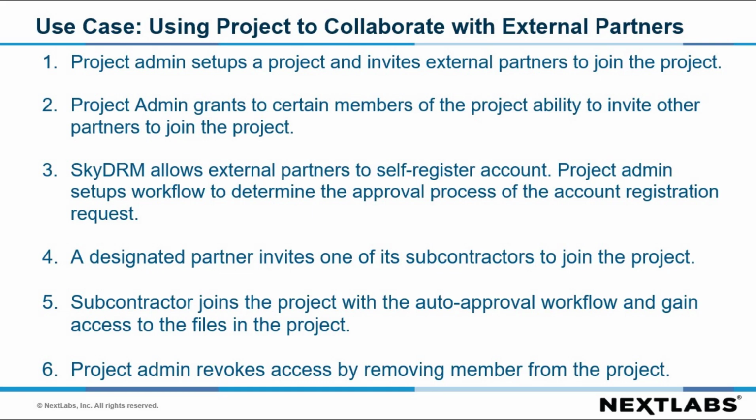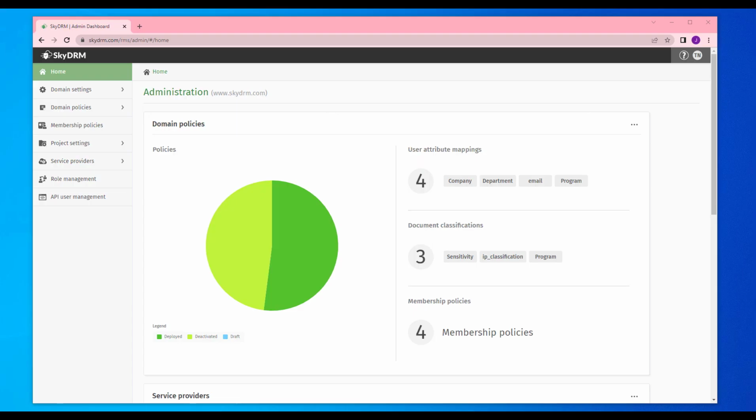The project admin sets up the workflow to determine the approval process of the account registration request. A designated partner invites one of its subcontractors to join the project. The subcontractor joins the project with the auto-approval workflow and gains access to the files in the project immediately. Then, the project admin revokes access by removing the member from the project. Now let me show you the demo.